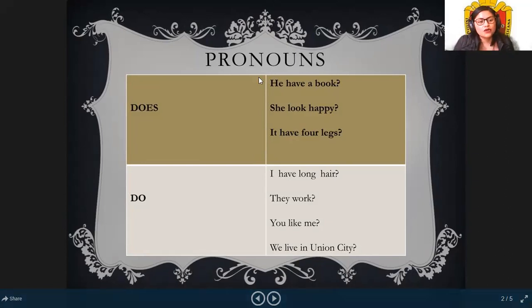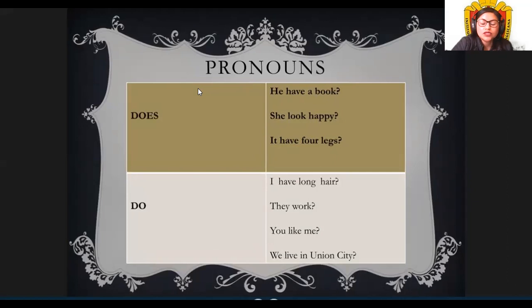Ahora, ¿qué pasa con el otro grupo de pronombres personales? Como el caso de I, they, you, and we. Pues este grupo de pronombres trabajan ¿con quién? Con el auxiliar do. Examples. Do I have long hair? Do they work? Do you like me? Do we live in Union City? Let's continue.